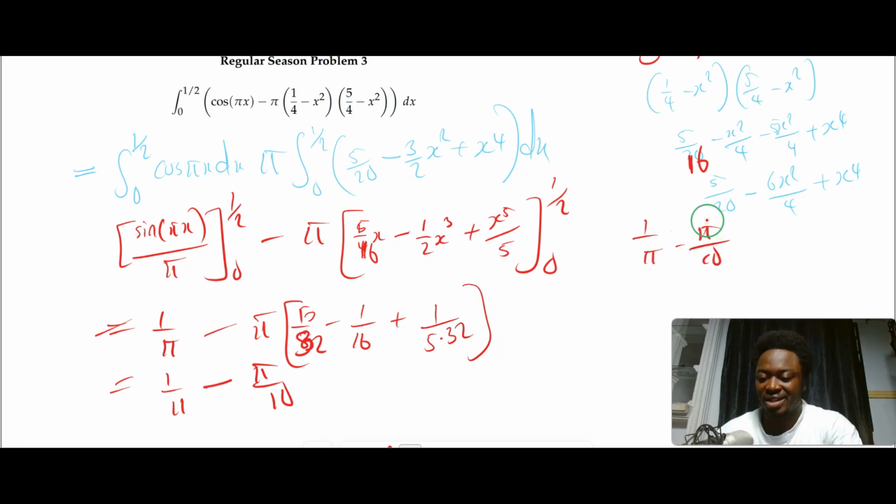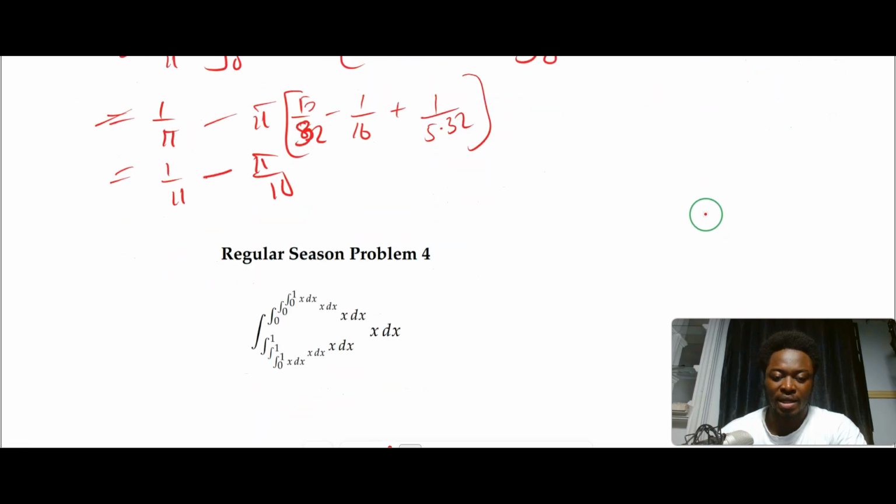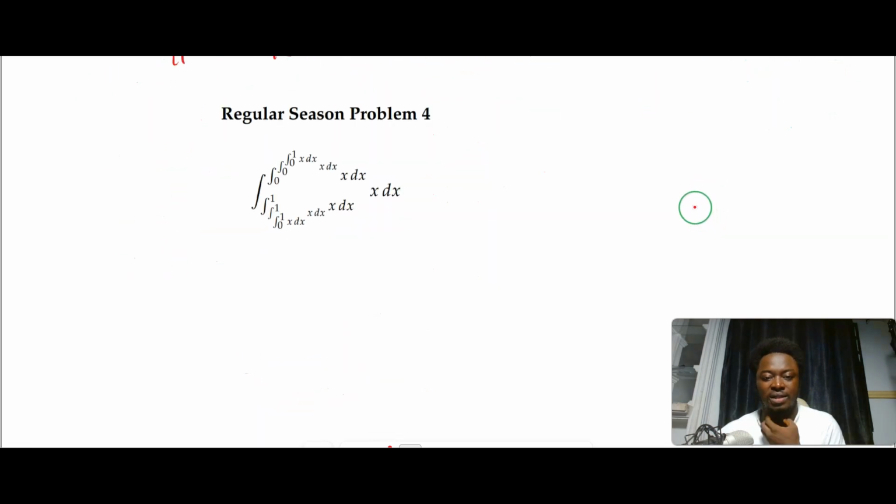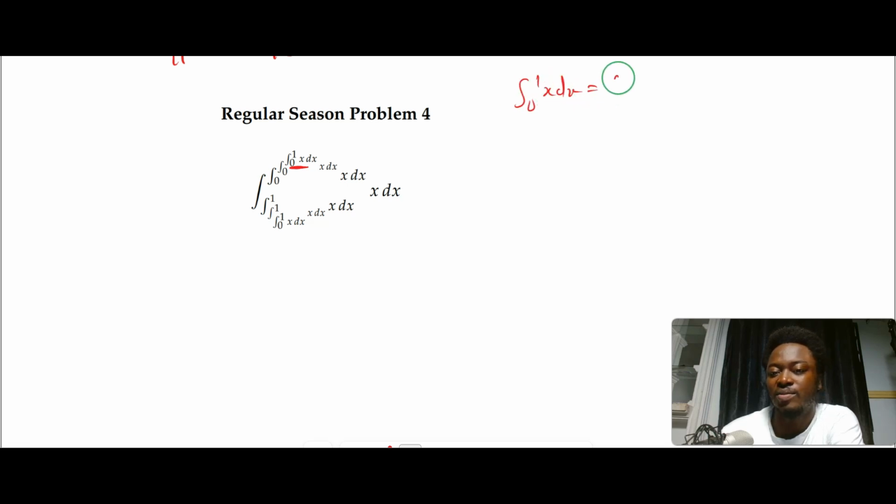So let's solve all the problems. And this is the nested integral case, and I think it's the simplest among them. Though it looks scary, don't allow this problem to fool you. First of all, you start with this first integral. The integral from 0 to 1 of x dx is going to be x squared over 2 from 0 to 1, which is 1 over 2.